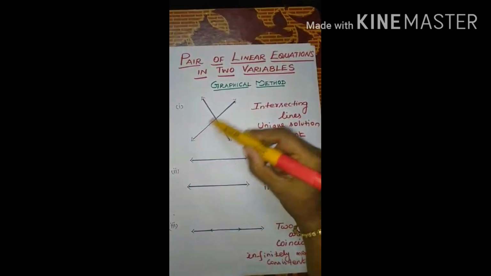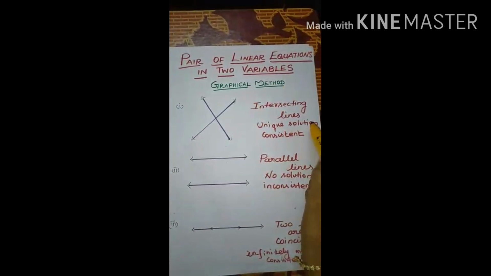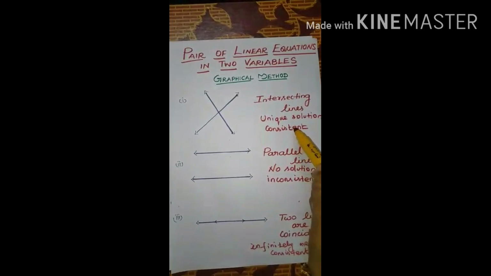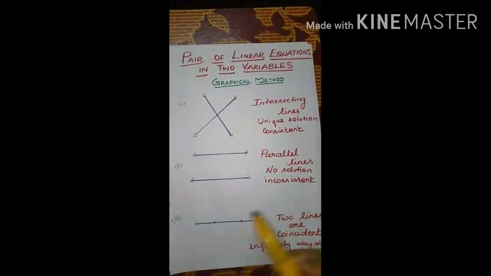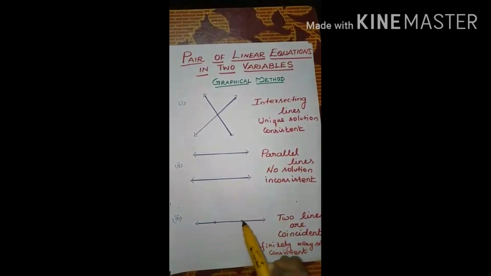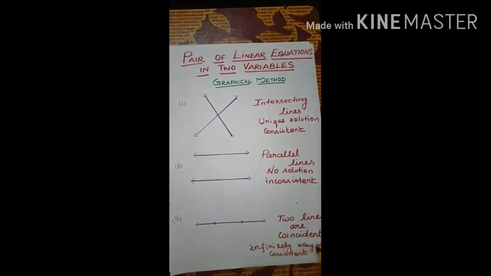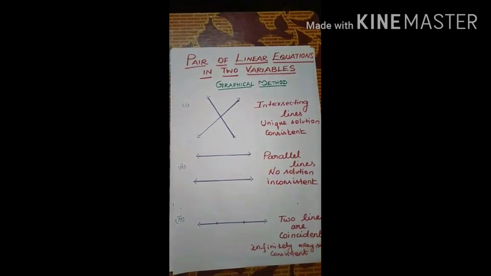The two lines intersecting at one point, we get a unique solution. The result is consistent. The two lines are parallel, no solution, inconsistent. Suppose two lines are coincident, infinitely many solutions, and the result is consistent also.